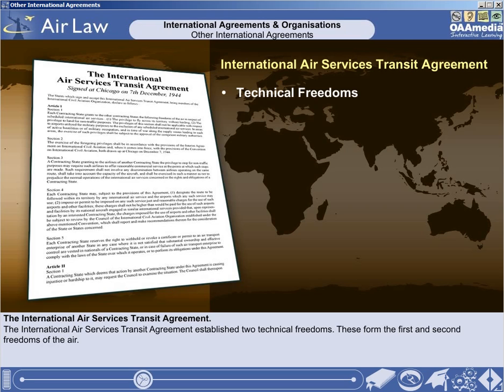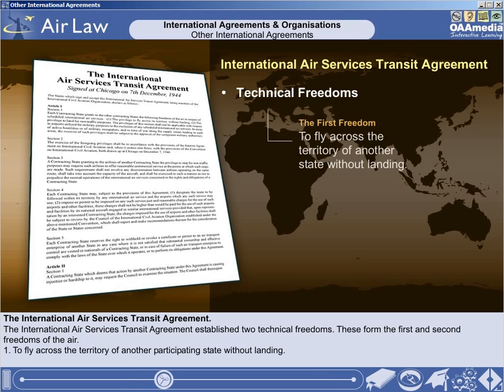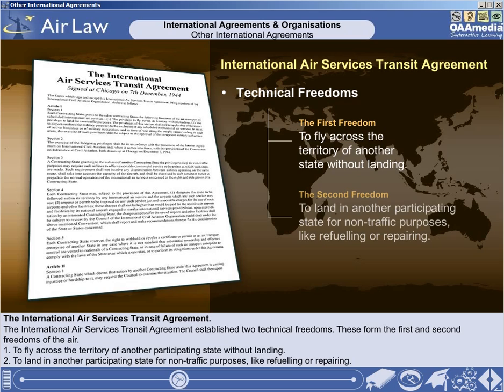These first two freedoms are the first two of 5 freedoms, which together form the technical freedoms. In this context, the word freedom refers to a privilege conferred by virtue of a bilateral agreement. The very first freedom is a freedom to fly across the territory of another participating state without landing. The second freedom allows for a privilege to land in another participating state for non-traffic purposes, like refueling or repairing, but not for the uplift or discharge of passengers, cargo, or mail.